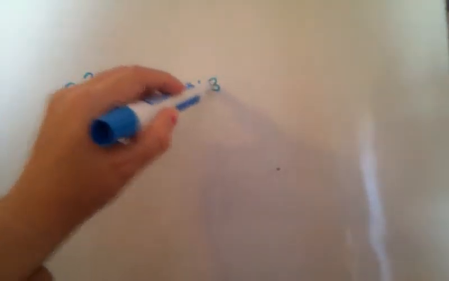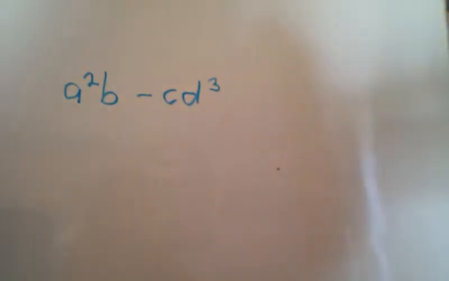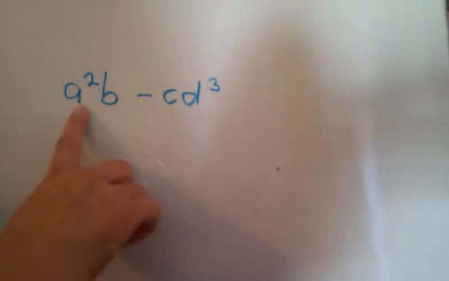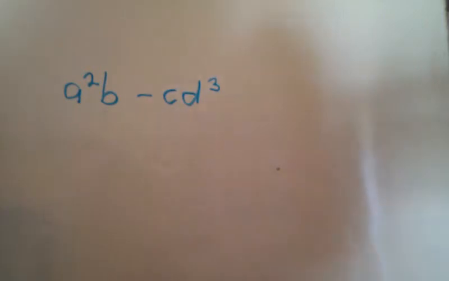Alright, go to number 3. I have a squared b minus cd cubed. What kind of term is this? How many terms are there? Well, you should have said 2 because this is a minus sign. So it's 1, 2. There are 2 terms. Which one means 2? Again, what vehicle has 2 wheels? A bicycle. So bi, a binomial. Okay, go to number 5.